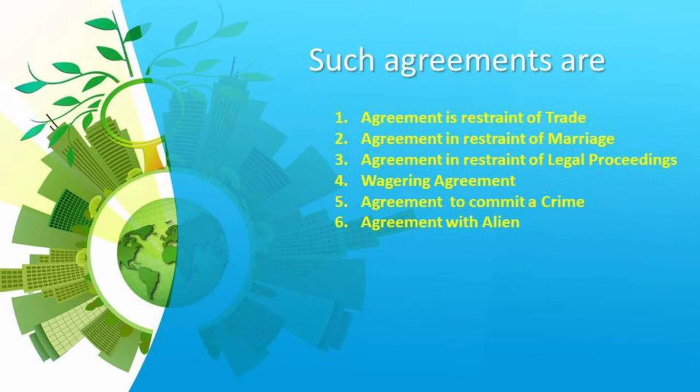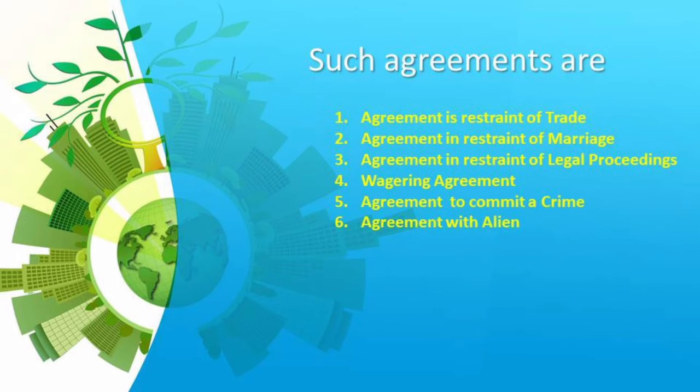So, the first point is agreement in restraint of trade. In this connection, we have to think about the constitution. Under the constitution, we have been given certain fundamental rights. Article 21 and Article 19 speak about freedom of profession, freedom of trade, everything. Any person has a fundamental right under the constitution to carry on any trade, profession, occupation. So, if this goes against the fundamental rights guaranteed under Article 19 and 21, it is void. Remember, anything which goes against the constitution is invalid.